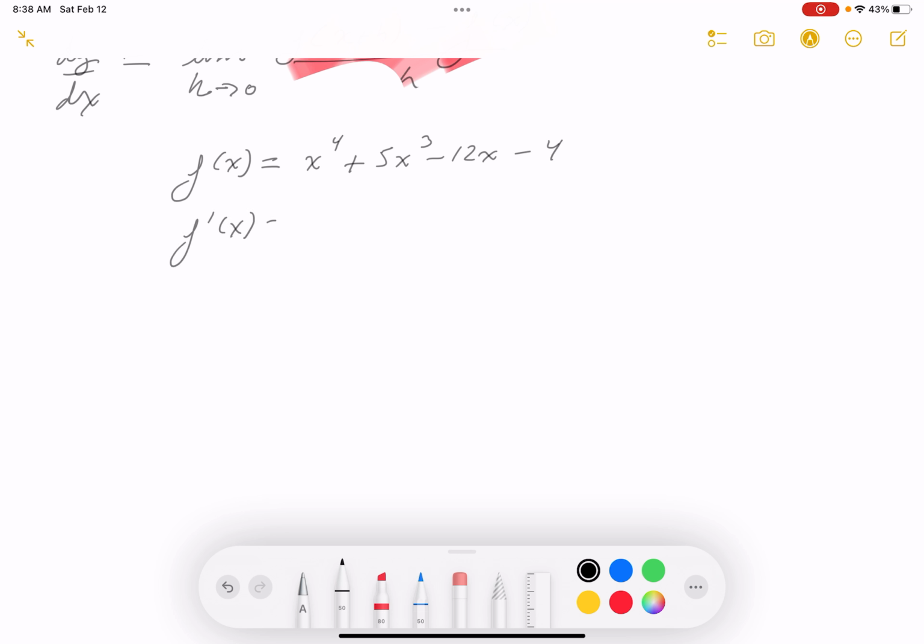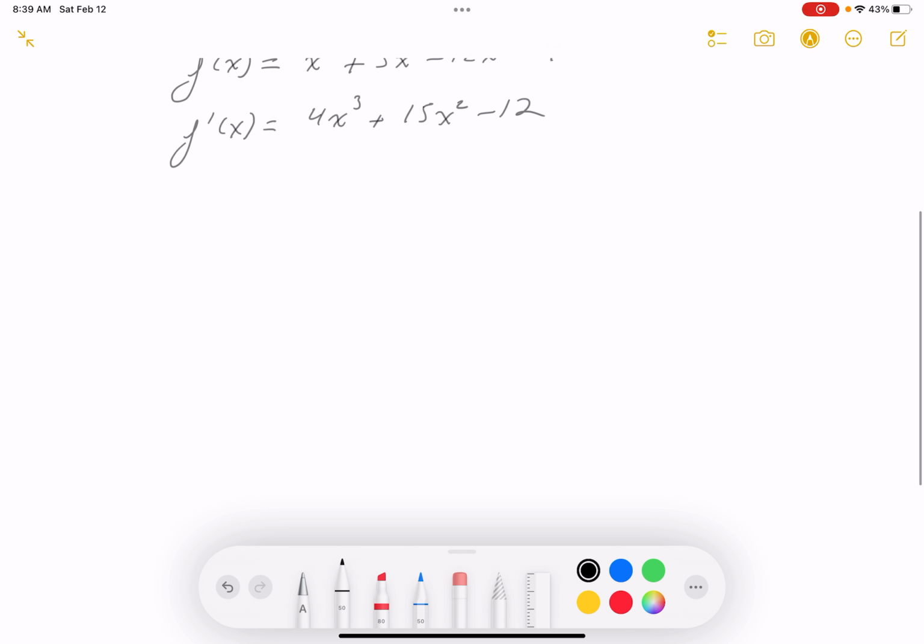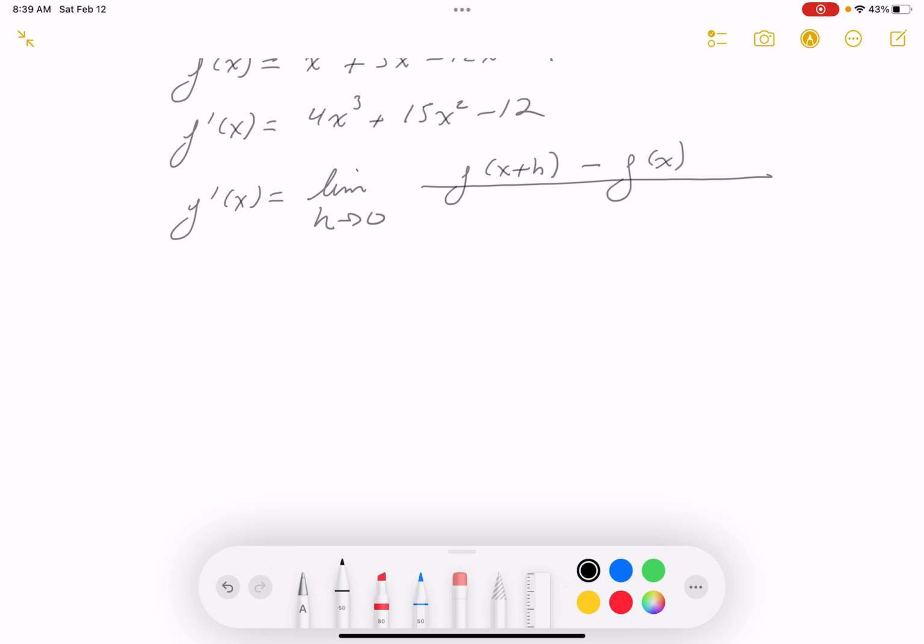I write this down. That derivative is going to be 4x cubed plus 15x squared minus 12. I know this. What I don't know is that difference quotient and how to take the limit of that. So f prime is also equal to the limit as h goes to 0. This is the definition, by the way. f of x plus h minus f of x over h. I've got a lot of work on my hands to do.